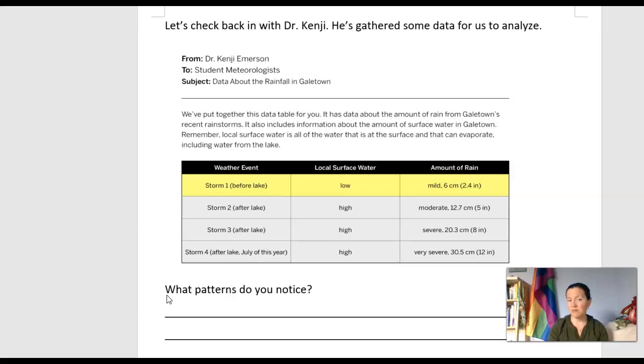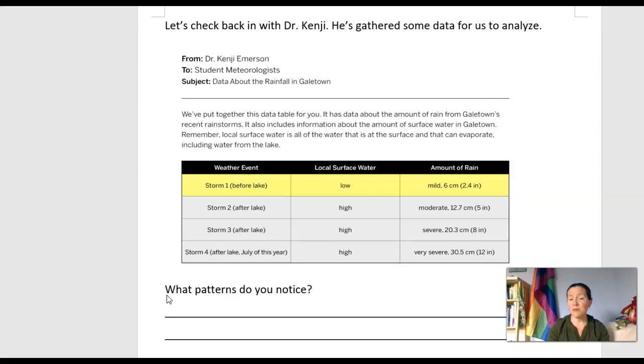I'm seeing that before the lake and after the lake was constructed, there seems to be a change in the local surface water, and also a change in the amount of rainfall. After the lake was built, I'm noticing that the rainfall is getting more and more severe with each storm, but the surface water level isn't changing.